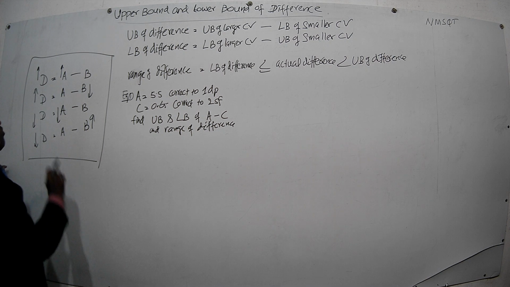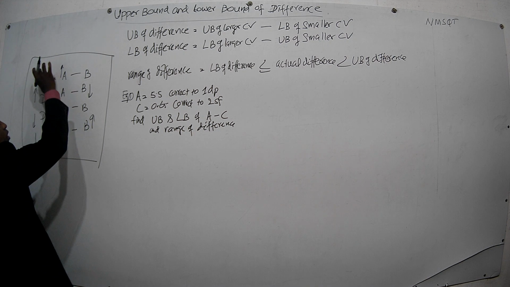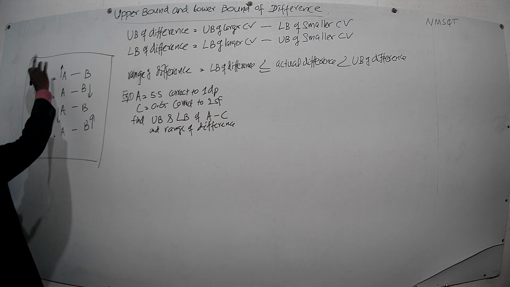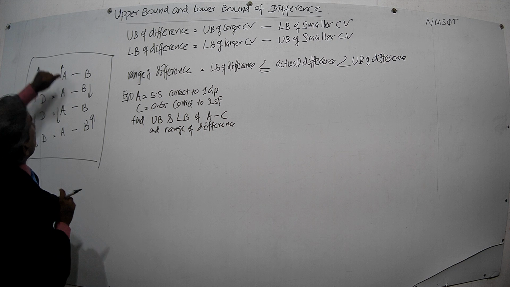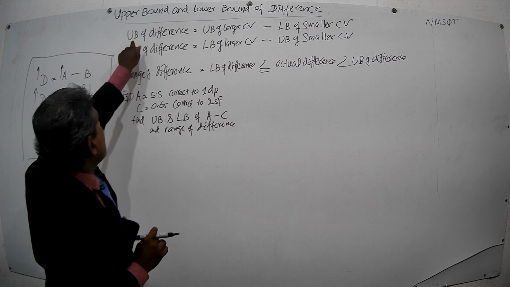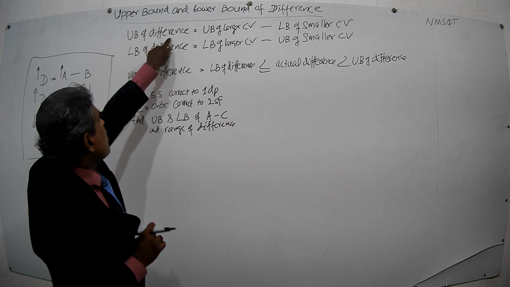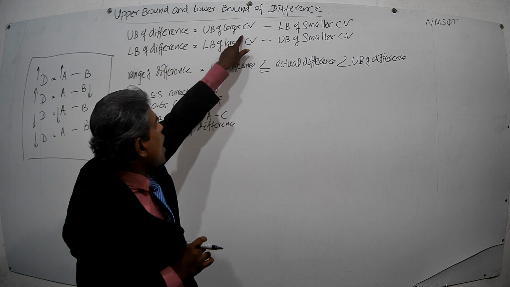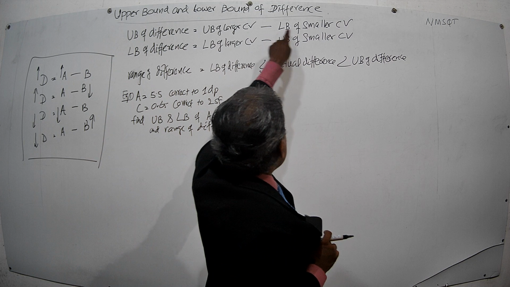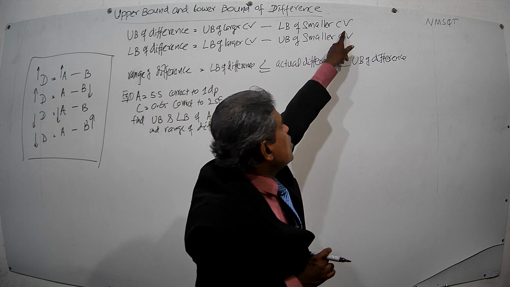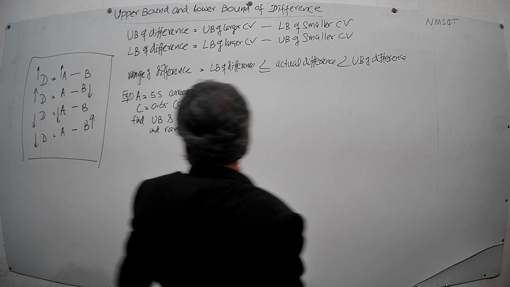So therefore, if you want to get the upper bound, the maximum value for difference D, you have to get the upper bound of A and lower bound of B. That's why here I have written: upper bound of difference equals upper bound of larger corrected value, C means corrected value, minus lower bound of smaller corrected value. Corrected value is a number like this, right?